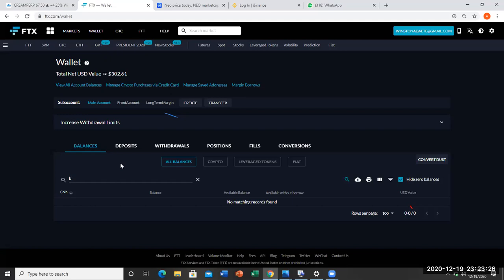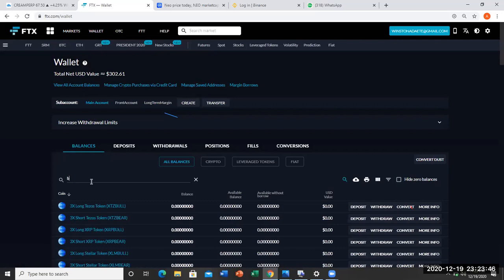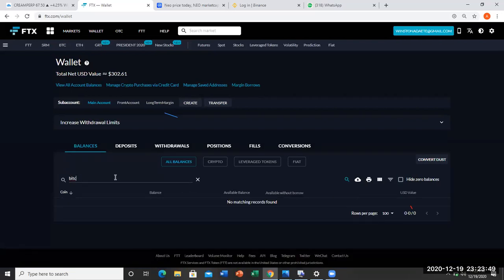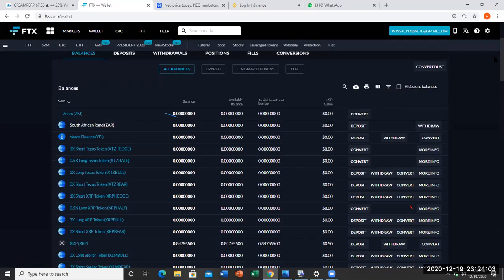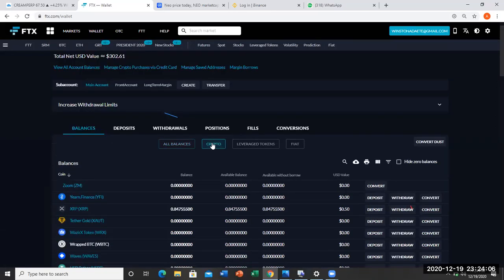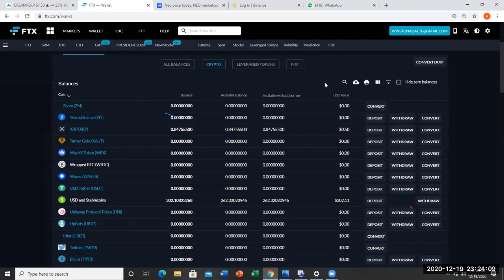Hello? Are you with me? Now, this is why the Bitcoin is not showing, because this box is ticked: Hide zero balances. There's no Bitcoin here. That's why it is not showing. If I uncheck this and then I click on Bitcoin, okay. So now I'm looking for Bitcoin.